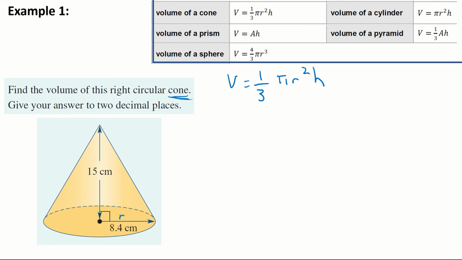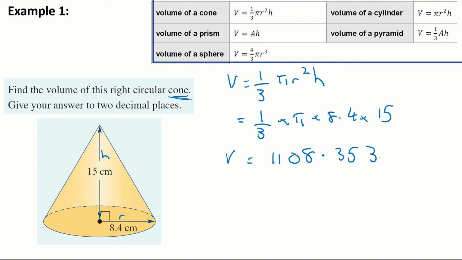So here we have r's the right one, h is the right one, we don't have to do anything with it. So we just sub everything in. Pi times 8.4 times 15. Put that on your calculator and you'll get volume equals 1108.353 and so on, which is 1108. Check, it's 2 decimal places like normal, so 0.35. Make sure you write volume, remember it's centimetres cubed, and that's it.